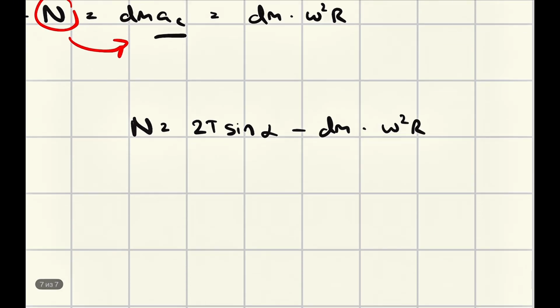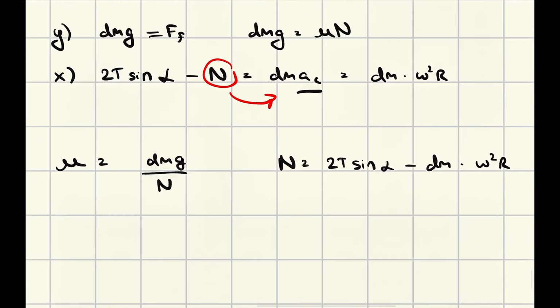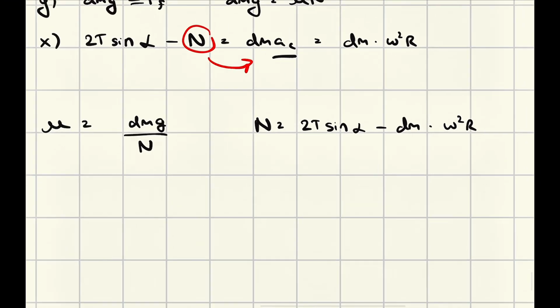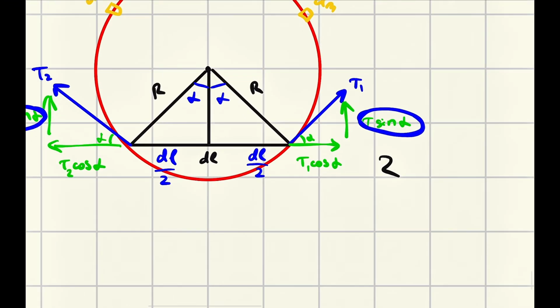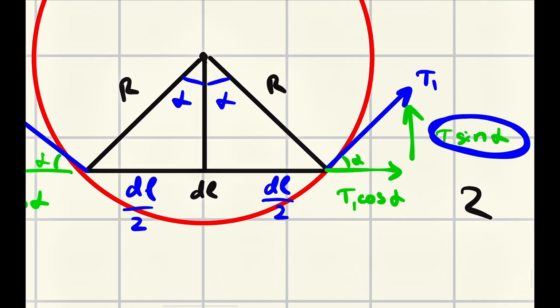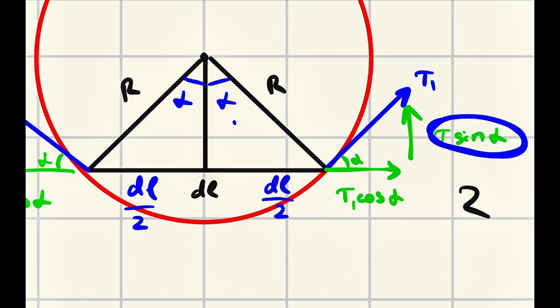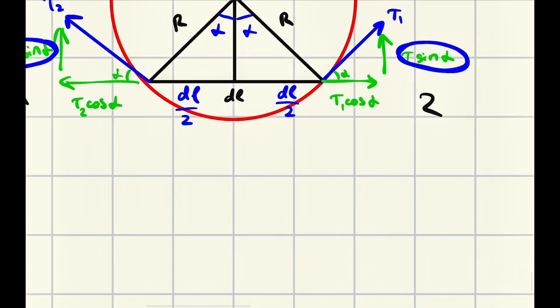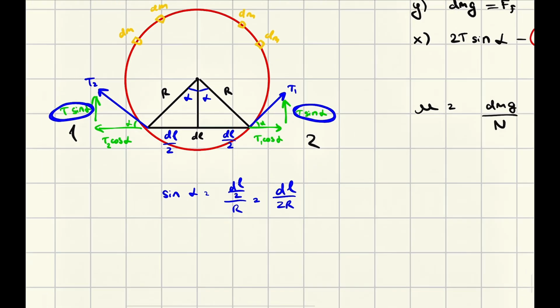Okay, good. What is the problem with 2t sine alpha? We don't know sine alpha, because alpha is the angle that we just theoretically put there. However, we know this is a triangle, and sine alpha is just opposite divided by hypotenuse, and we know both of those things. Sine alpha is going to be dl divided by 2 divided by r, because dl divided by 2 is opposite and this is hypotenuse. Then it is just dl divided by 2r. Good.